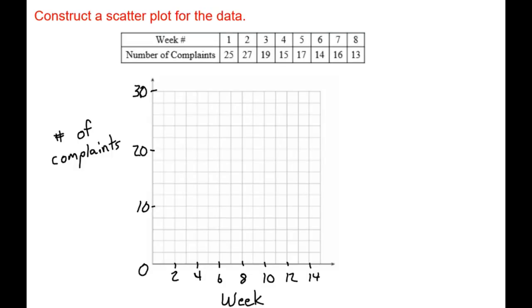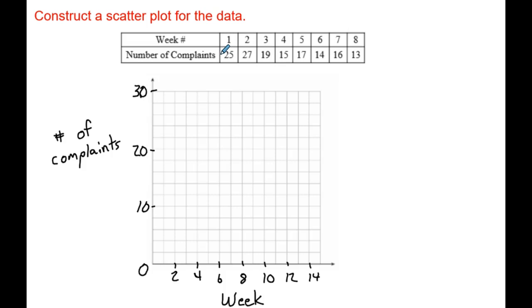In this first example, we want to use the data to construct a scatter plot. One of our variables represents a given week, weeks 1 through 8, and the other variable represents the number of complaints. If we're talking about a company, potentially the number of complaints that company gets that week in the customer service department.